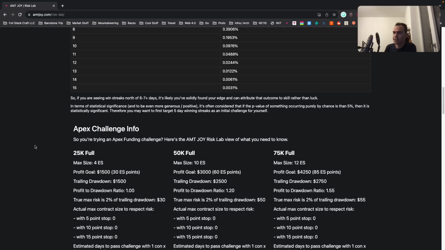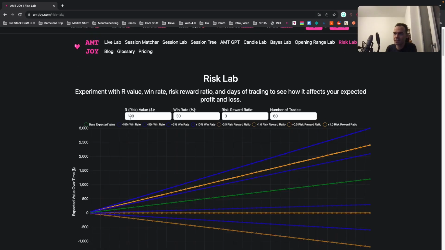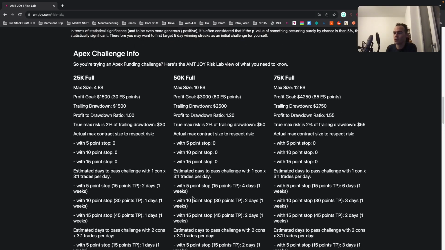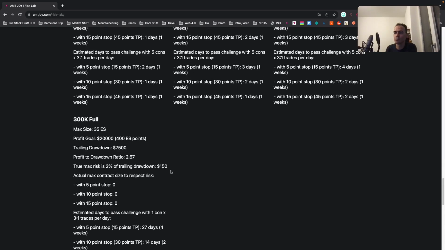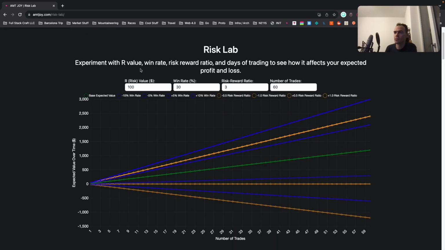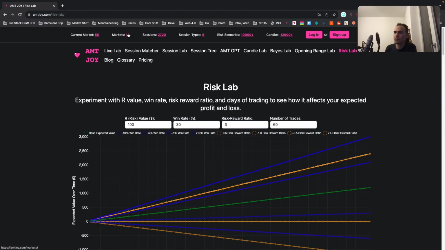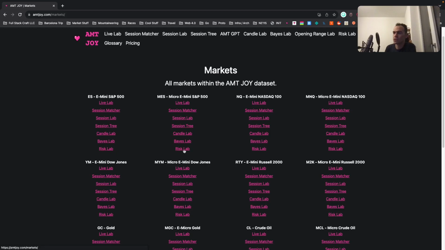Then we list Apex challenge info, the actual risk that you should be doing. And just a hint, it's nowhere near the max size. It's way, way, way, way, way less. You can even see our calculations when I'm on ES here. You're not even supposed to trade a single contract of ES until you get to the big one, not even on the big one. It's too much leverage. So let me switch here to MES, and it will show you if I go to the risk lab for MES.